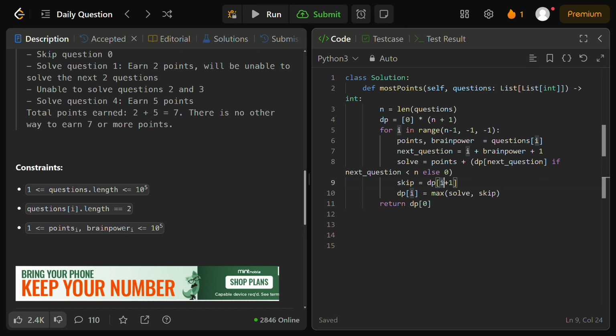Kind of skipping this question and just taking the next question's maximum number of points, starting from the next index, right? And we're going to have the maximum score stored in dp at index 0 by the time we return, because that would be the maximum number of points that we can get starting from the 0th question, and that is going to be the output value for the problem. Right, it is a very classic dynamic programming solution.